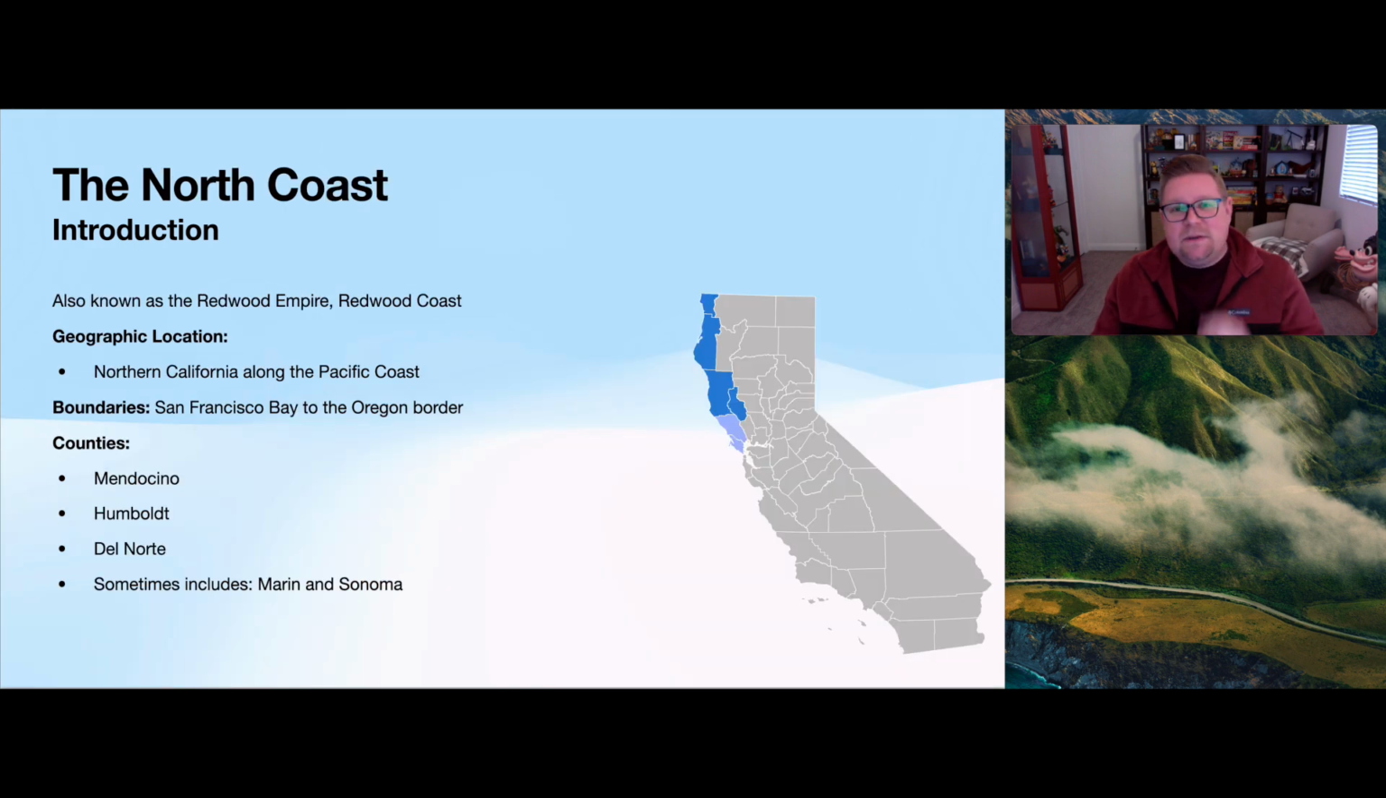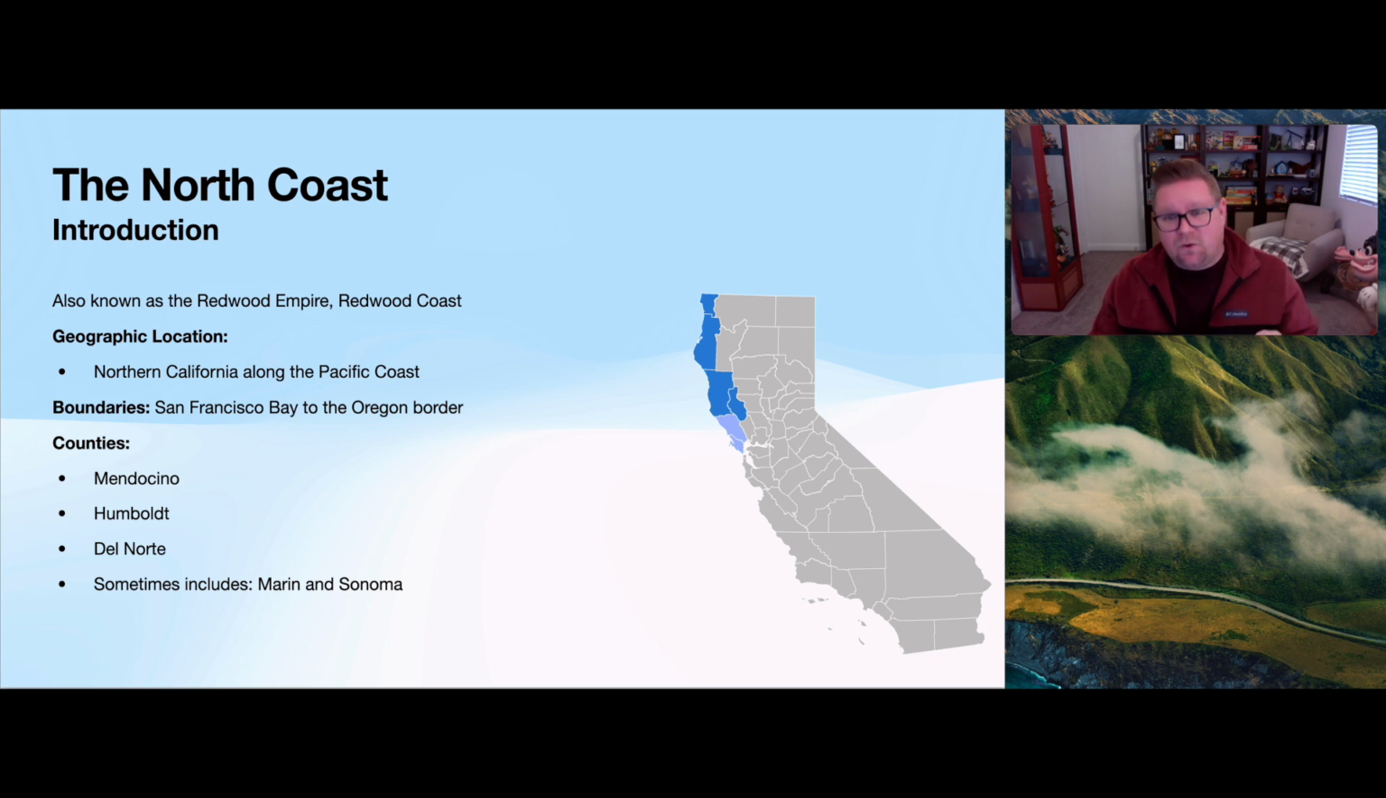All right, so let's begin with the North Coast. So that's the northern part of our state. As you can see, it includes the most northern tip down into the Bay Area. So it's known as the Redwood Empire or the Redwood Coast. It's the northern coast along the Pacific Coast. The boundary is San Francisco to the Oregon border. Some of the counties that are involved here are Mendocino, Humboldt, Del Norte, and sometimes includes Marin and Sonoma. That's also part of what we consider our Bay Area, but they're technically part of the northern coast.